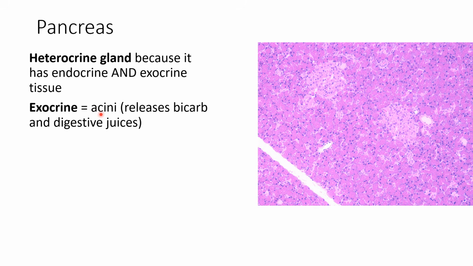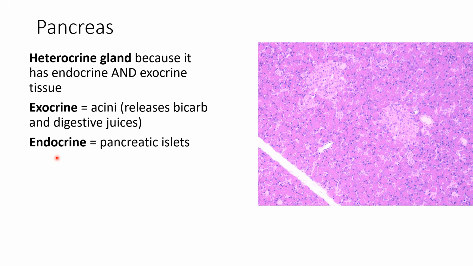So those are called acini, and they release bicarbonate and digestive juices, which you will learn more about when you get to the digestive system, like what's actually happening. But just kind of know for now, like the pancreas has a little tube that leads right to your small intestine. That's where those products are going.